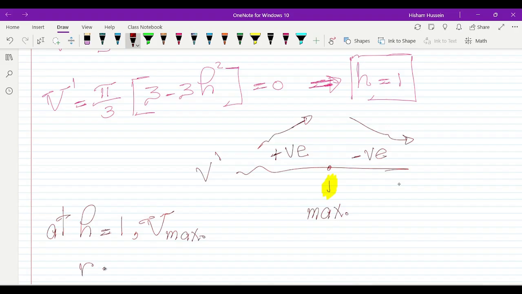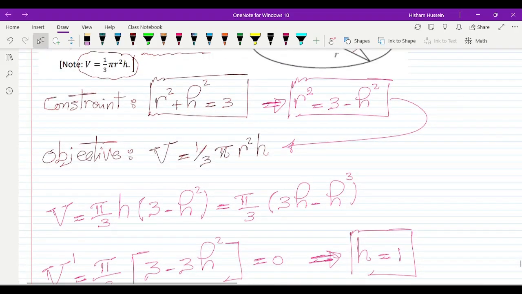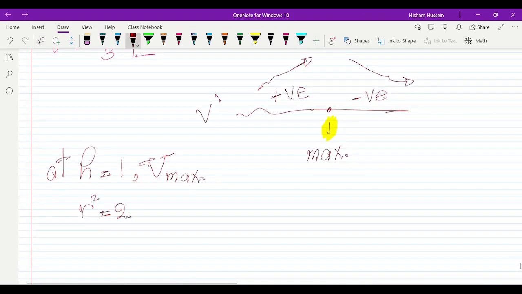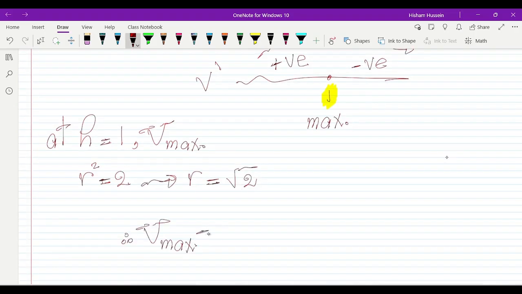Now we need to find the r. r squared equals 3 minus 1 squared, which is 3 minus 1, which is 2. So r squared equals 2, then r equals root 2. So V maximum is pi over 3 times r squared, which is root 2 squared, times h, which is 1. So at the end, it's 2 over 3 pi.